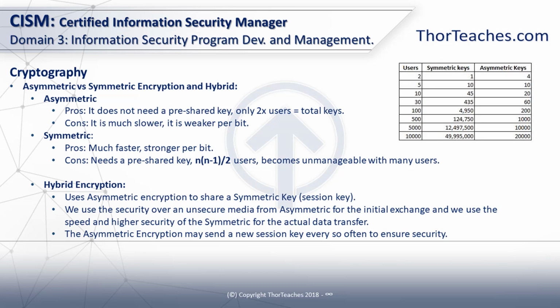To ensure we're safe, the asymmetric encryption may send another session key every so often. Although over time an attacker could have compromised the old key, it wouldn't matter, because we're now using a new key. Some aggressive systems might send it every couple of seconds, where others do it every couple of minutes, or after a certain amount of packets.